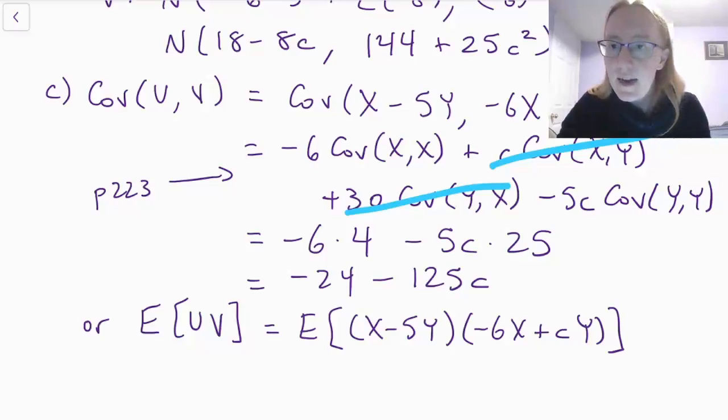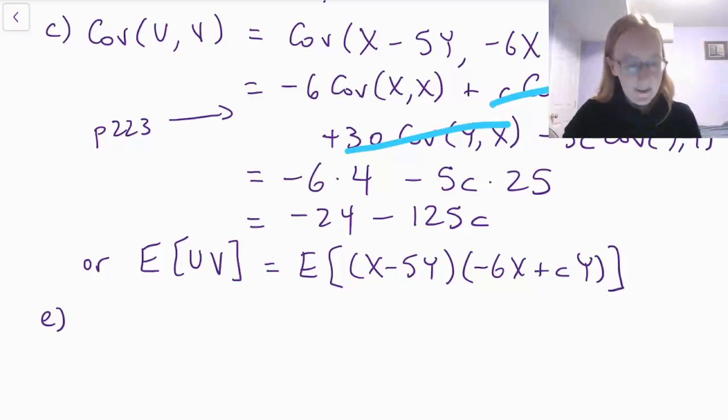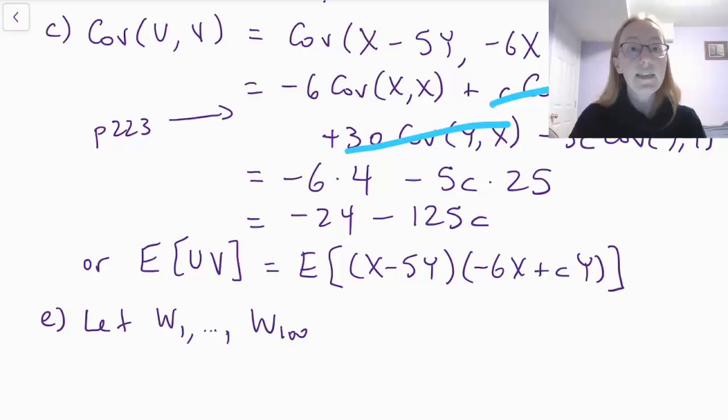All right. I will look at part E then, which was also asked about here. Because again, D is just finding the value of c that makes these uncorrelated, and part E is the fun part. So now we have a bunch of W's. Let W1 through W100 be an unknown continuous distribution with mean 2 and variance 9.